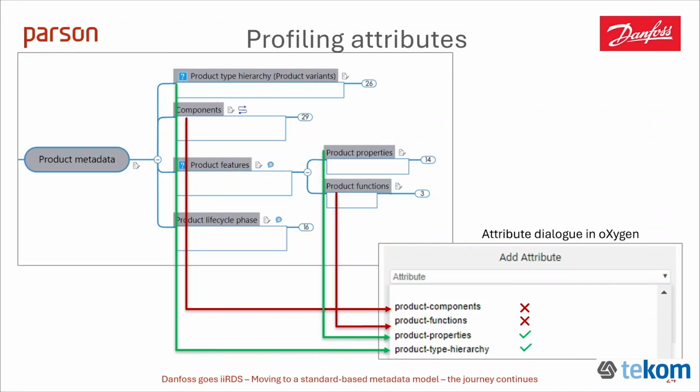So you see here a mapping of the profiling attributes that were defined in the metadata model, and on the right side you see the actual dialog that pops up in Oxygen when selecting the attributes. All the attributes are already available, but actively used are only the two product properties and the product type hierarchy at the moment.